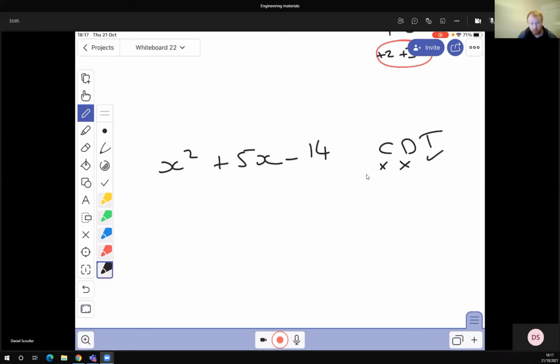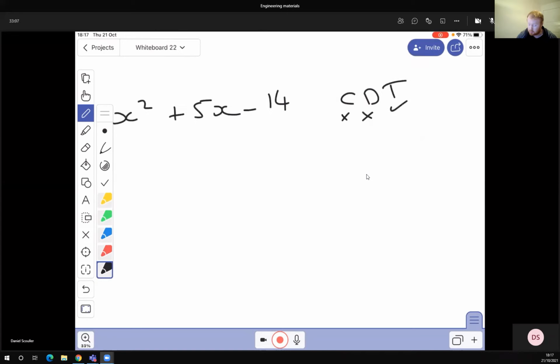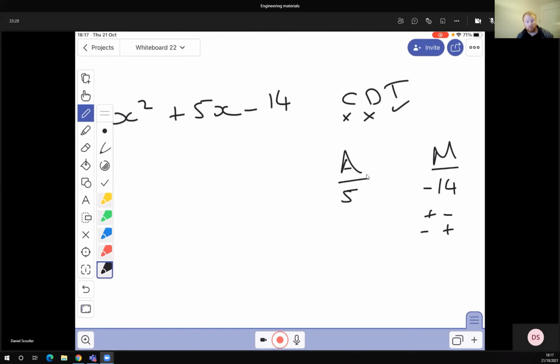So x squared plus 5x minus 14, always first step, CDT: no common factor, no difference of 2 squares, we are looking at a trinomial. Just a good habit to get into, guys. Adding together to make the b term, multiplying together to make the c term. C term is minus 14, b term is 5. To make a negative, you multiply a positive and a negative, or flip that round, a negative and a positive. Just put these symbols there so you remember to do that.